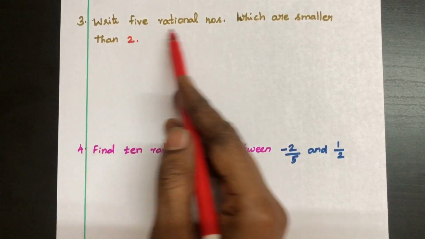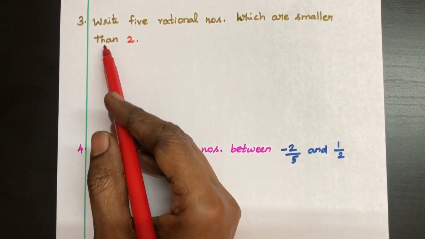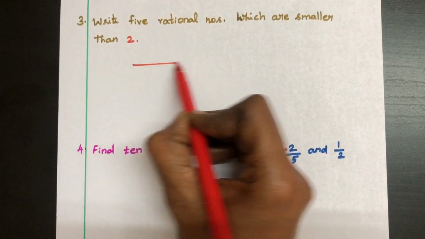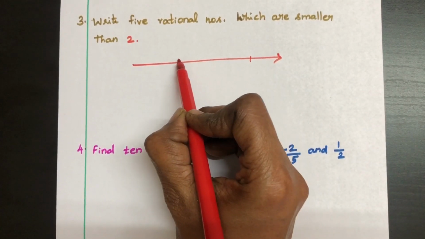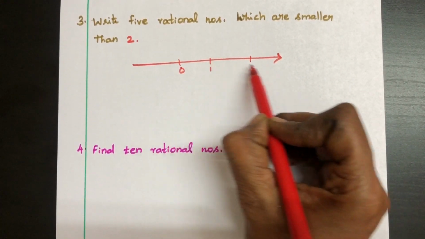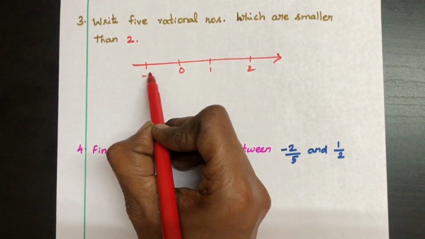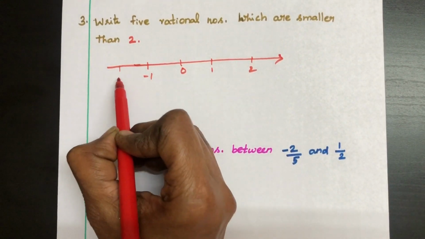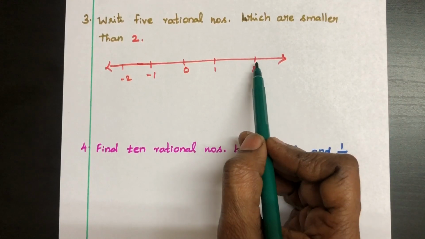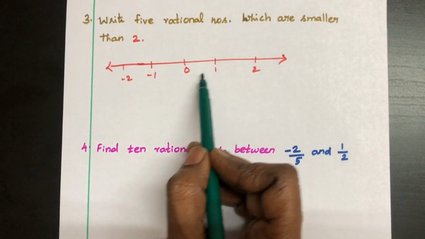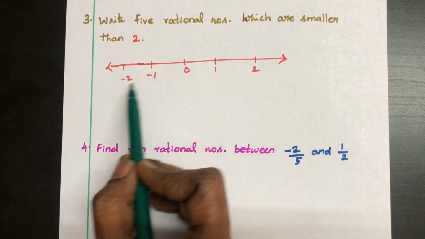Third question, write 5 rational numbers which are smaller than 2. See, if this is the number line, this is 0, 1, 2, minus 1, minus 2, it will go like that. Now we are going to find 5 rational numbers which are smaller than 2. So all these are rational numbers, smaller than 2.